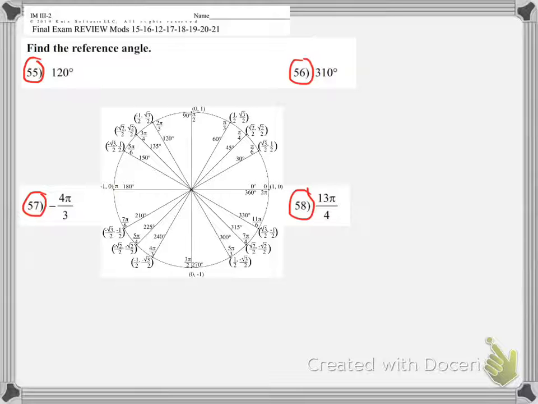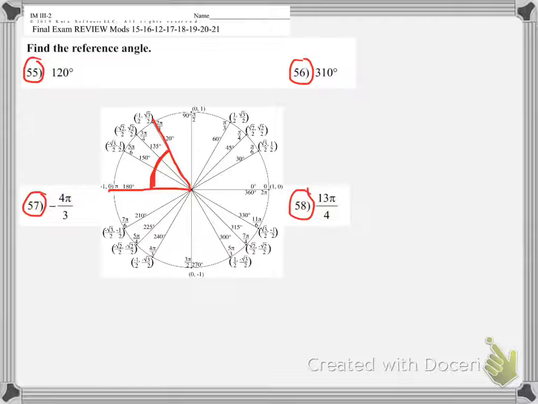Okay, I threw in a unit circle here. We want to find a reference angle for 120 degrees. So the first thing I want to know is, where is 120 degrees? If I look at the numbers on my unit circle, I can see that it's right here. Remember that reference angle is, how far is it to the nearest part of the x-axis? Well, this would be the nearest part of the x-axis. I'm trying to find this distance here.